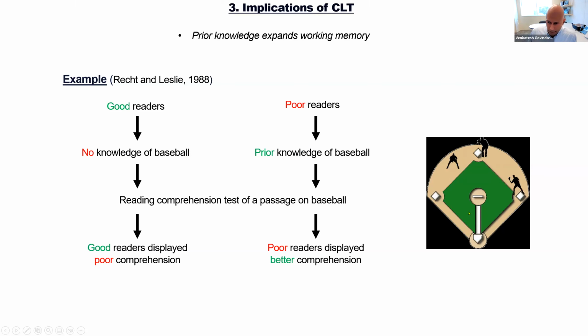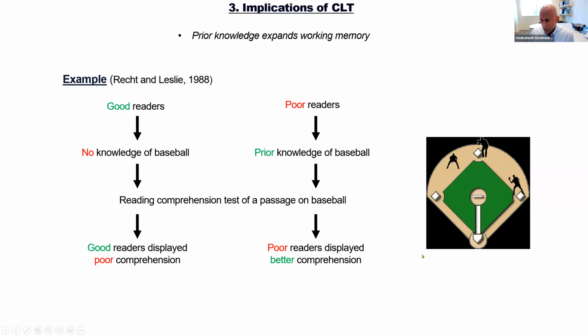Now, once they read the passage, they were asked to recreate what they read in a replica of the baseball field. Now, this passage contained a description of the shortstop throwing the ball to the second baseman, who in turn threw it to the first baseman, resulting in an out both at second base and at first base. Okay, so when this test was given, the poor readers who had prior knowledge of baseball did a lot better than the so-called good readers who had no knowledge of baseball.